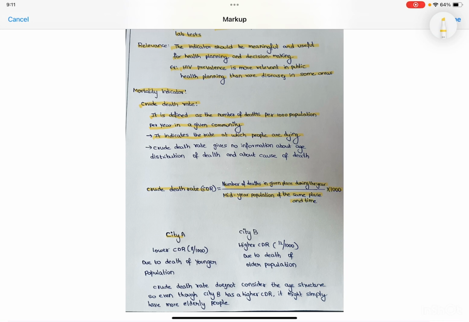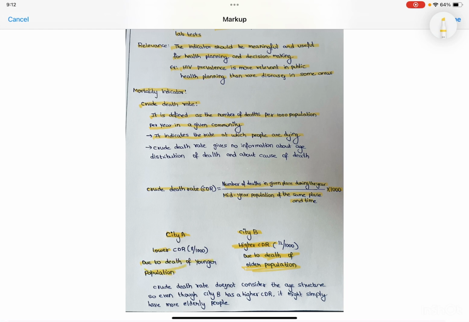Consider city A and city B. In city A, the crude death rate is lower, and in city B, the crude death rate is higher. You may think city B has poor health services, so it has a higher crude death rate, but that is wrong, because the higher crude death rate is due to the death of the older population, whereas in city A, it is due to the death of the younger population.